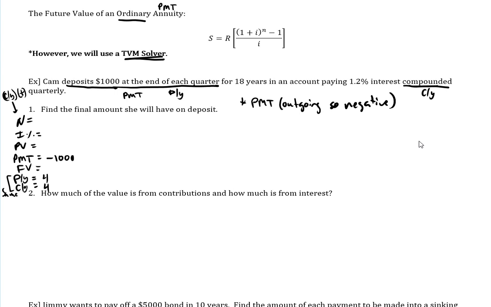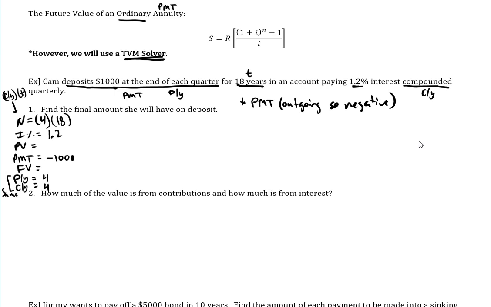And again, they were the same at the end of each quarter. And then we can instantly put that 4 with the N, and then the number of years would instantly multiply it. So 4 times 18. In an account paying 1.2% interest. So put 1.2. Remember, this does not convert to a decimal. Just leave it as 1.2. And then it compounded quarterly.